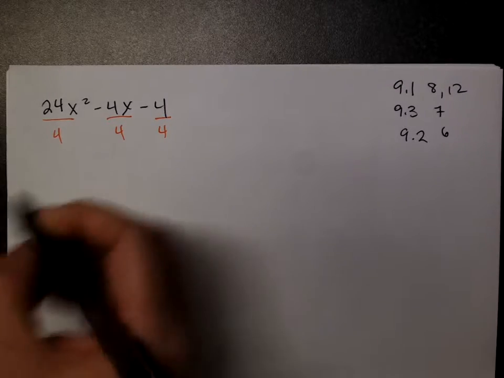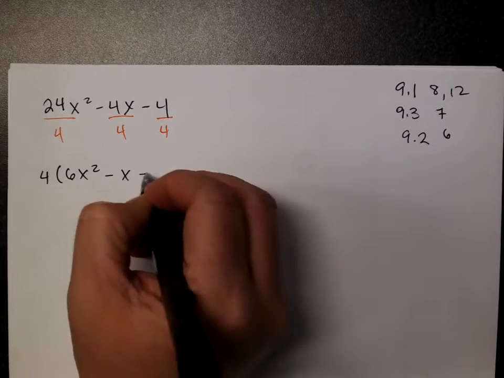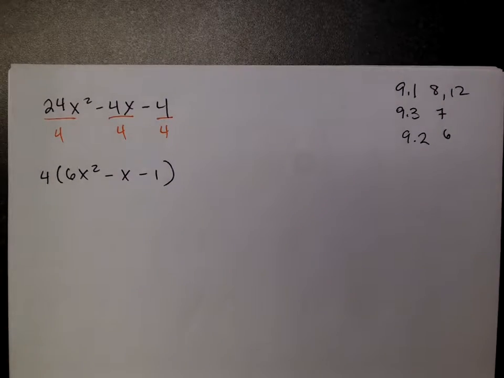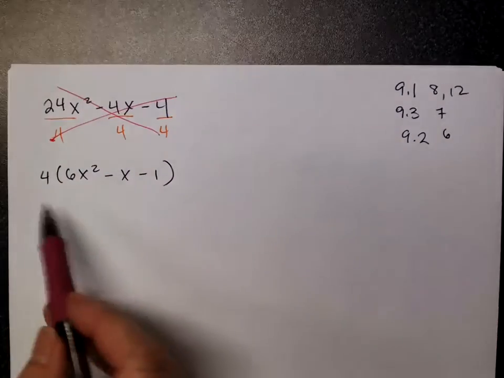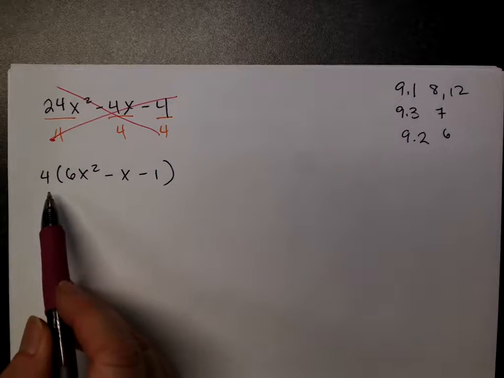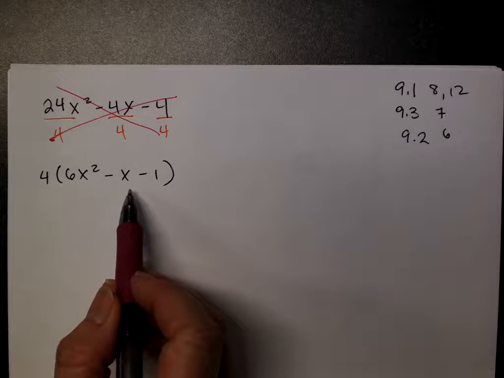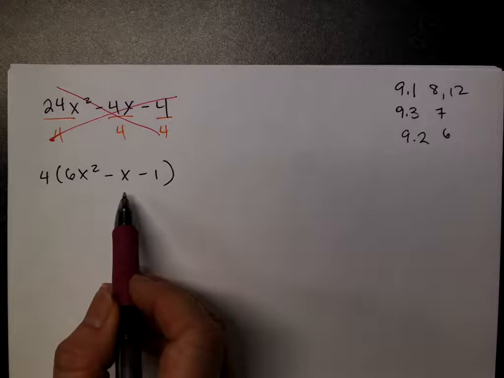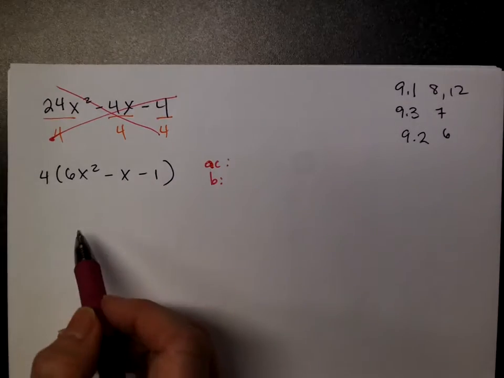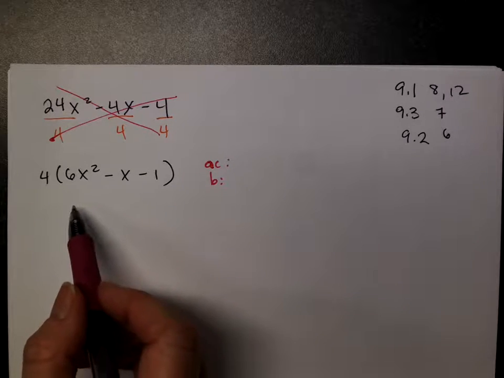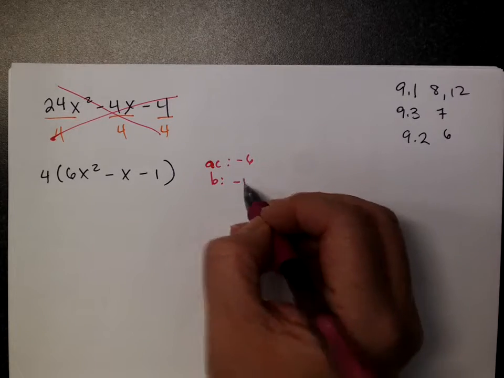Okay. So we pull out the 4, leaving behind 6x squared minus x minus 1. Now, I can cross out that original one because I'm done with it, but 4 is part of my answer. And I've got an A not equal to 1 trinomial, which means I need 2 steps. First, my AC, B step. And what's my AC? Right, 6 times negative 1. And my B? Negative 1.